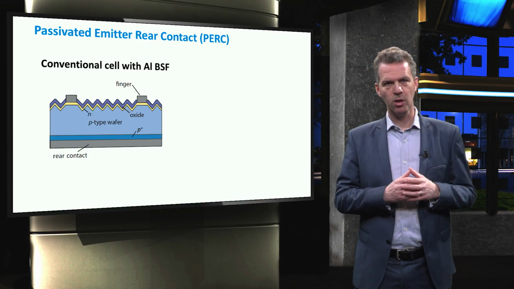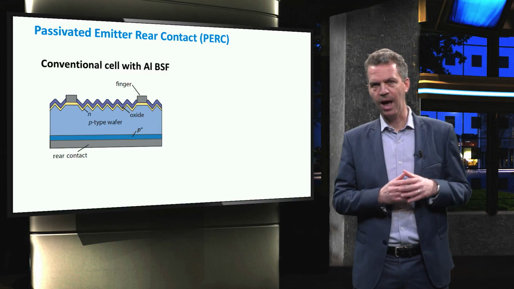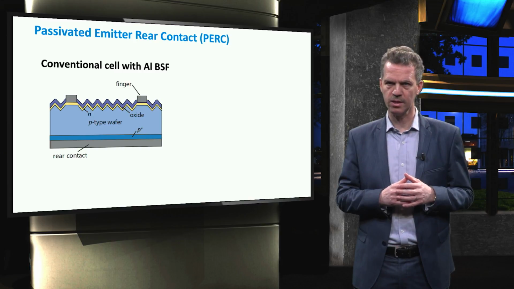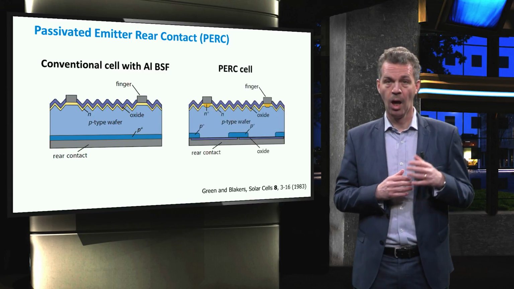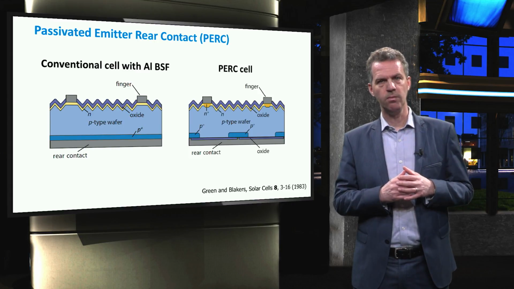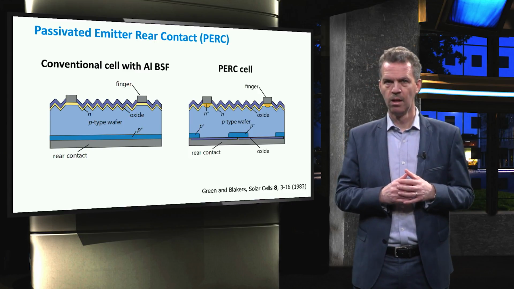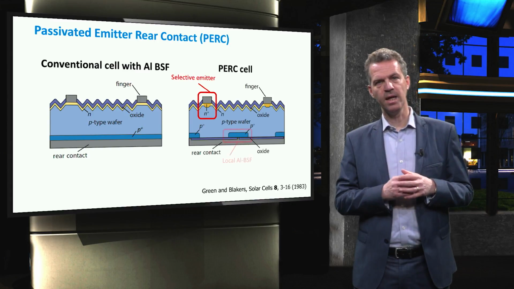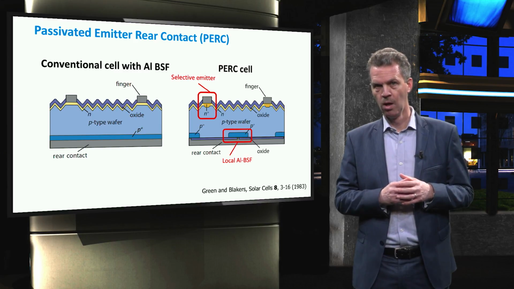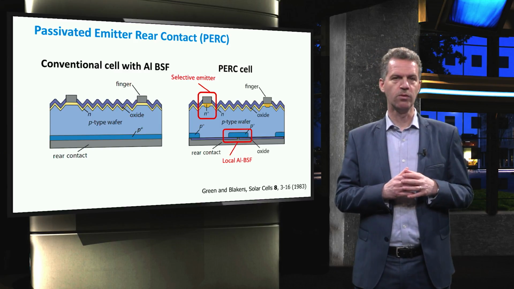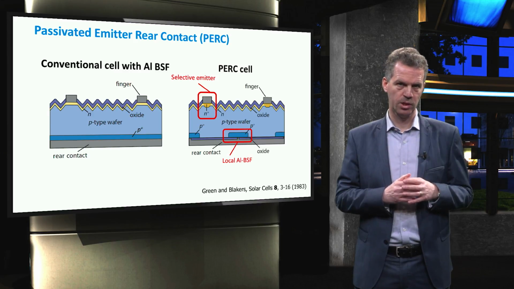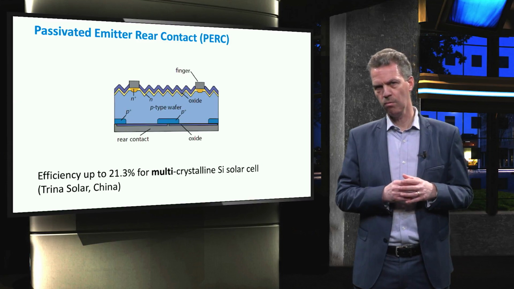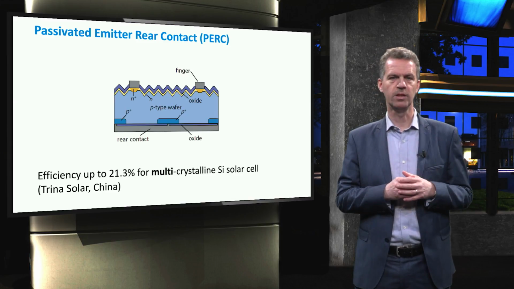Also, the PERC design from the early 1980s has been developed further, and at this moment the most produced crystalline silicon solar cell is a multi-crystalline silicon cell with PERC technology. In addition to the PERC technology, with the oxide passivation layer at the back, the current design may feature a selective emitter and a local BSF around the holes in the oxide. And also this is realized by diffusion of aluminium after back contact deposition. Trina Solar holds the current record efficiency of 21.3% using some of these features.